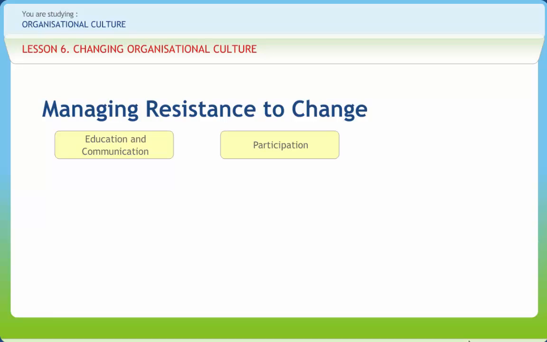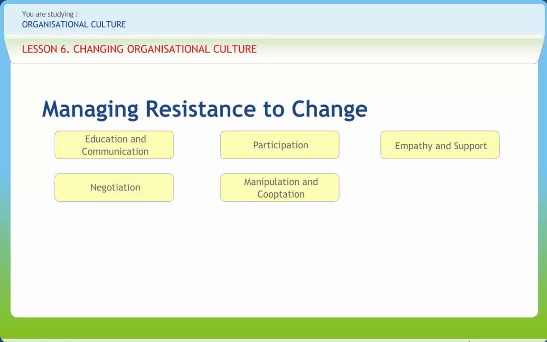Organizations should allow employees to be a part of the change. When employees are allowed to participate, they are more committed to change. Another strategy for managing resistance is providing empathy and support to employees who have trouble dealing with the change. Another way to deal with potential resistance to change is to negotiate with the employees who resist change. This tactic is useful especially when resistance comes from a powerful source.